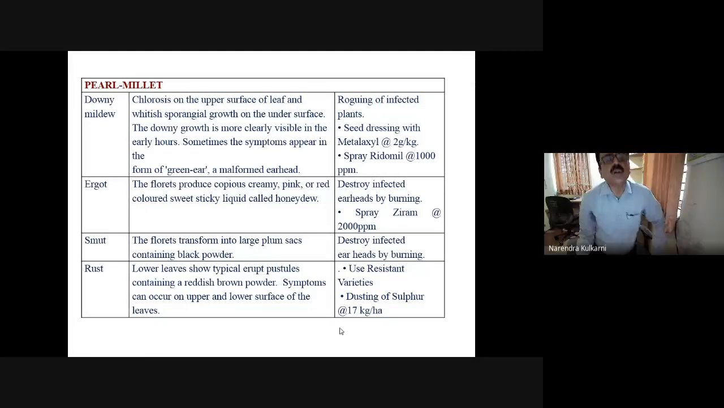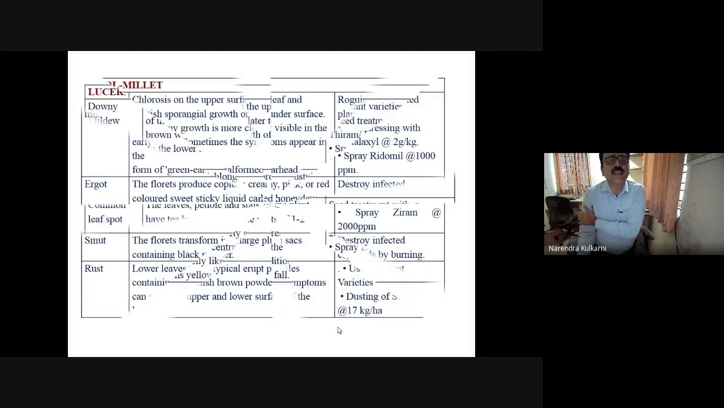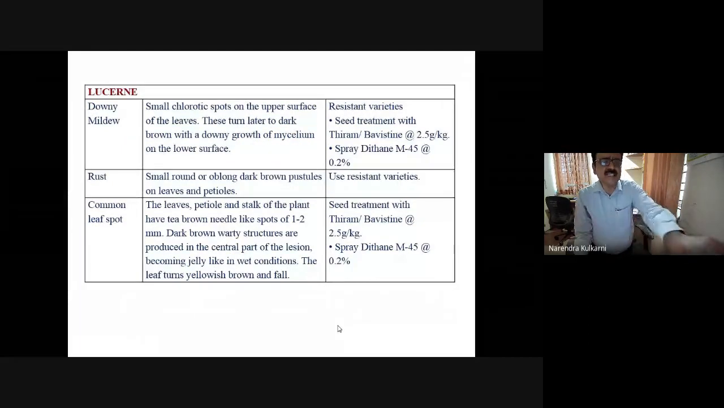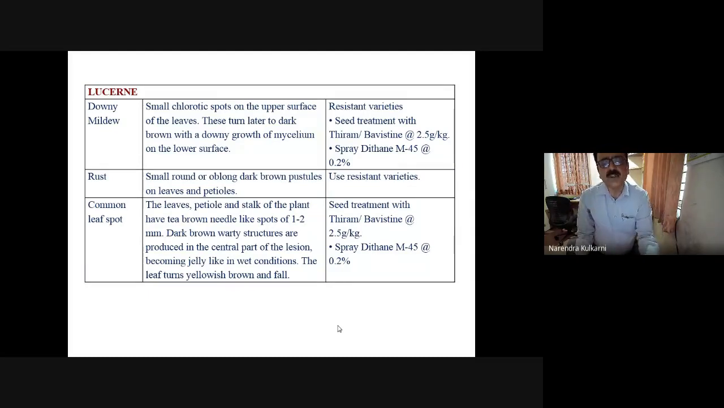Yes. Even we have some diseases, especially rust and leaf spot. These two we consider major diseases in Lucerne. Other things we may not give much importance. Seed treatment with thiram or Dithane M-45 at the time of sowing helps in controlling rust as well as leaf spots. Most of the time you may not require foliar spray with fungicides also.